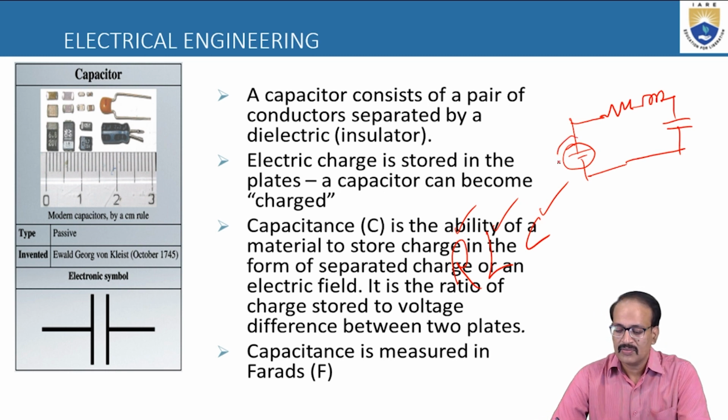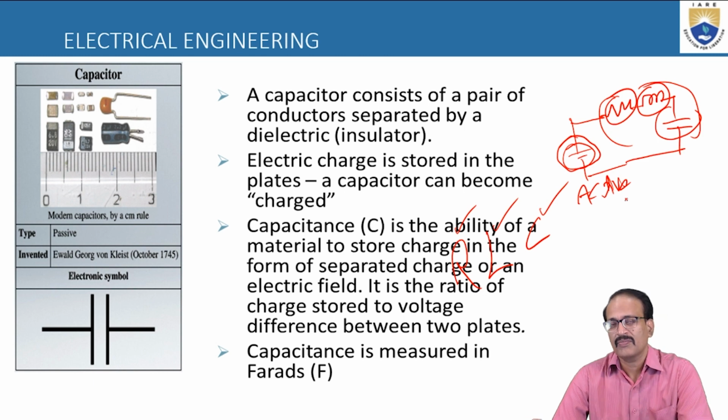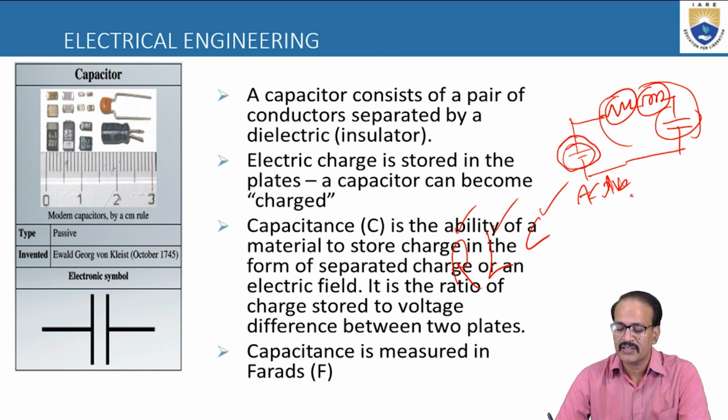Here the source we call the active element, and the remaining are passive. These three are not able to generate energy, they just absorb it, so we call them the passive elements.